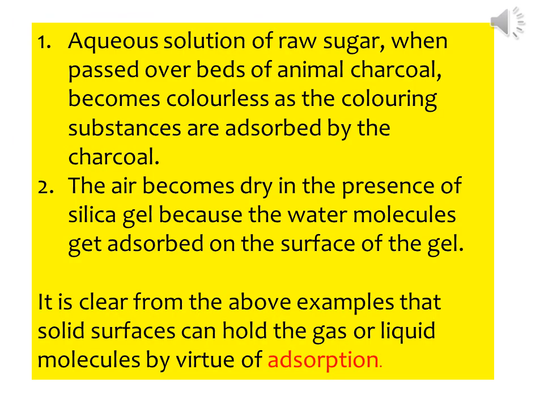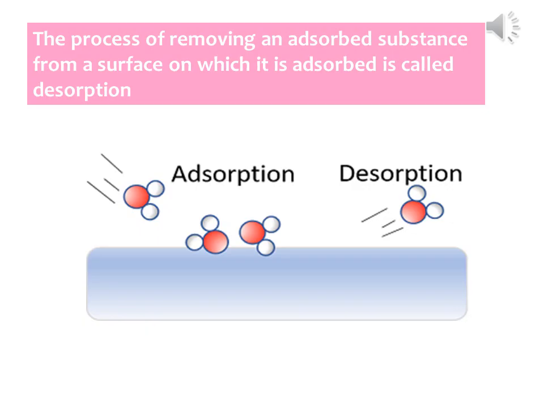Aqueous solution of raw sugar when passed over the beds of animal charcoal becomes colorless. Similarly, the air becomes dry in presence of silica gel. In both these examples, solid surfaces hold the gas or the liquid by virtue of adsorption. When the molecules leave the surface, that is, opposite of adsorption takes place, the process is called desorption.